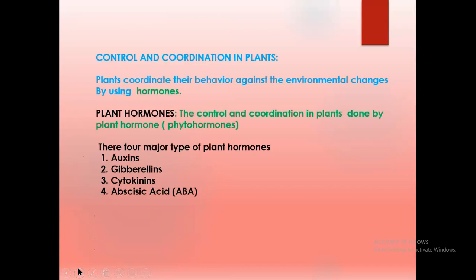Now, control and coordination in plants. Plants coordinate their behavior against environmental changes by using hormones. Plant hormones, what are these plant hormones? The control and coordination in plants is done by plant hormones, and these plant hormones are also known as phytohormones. These plant hormones are four in number: auxin, gibberellins, cytokinin, and abscisic acid.